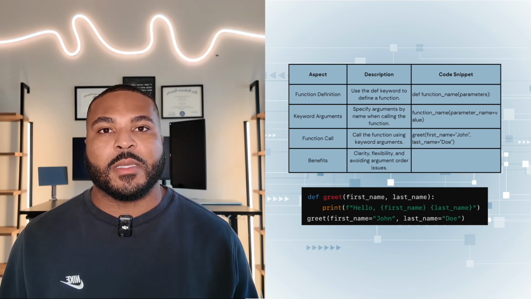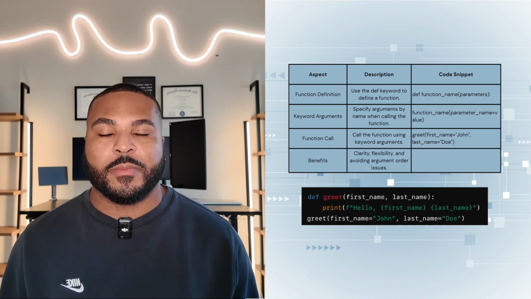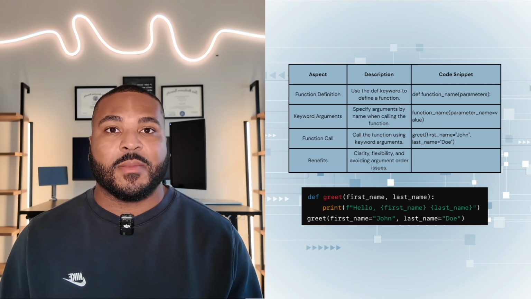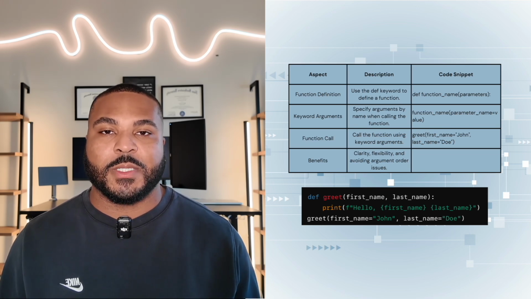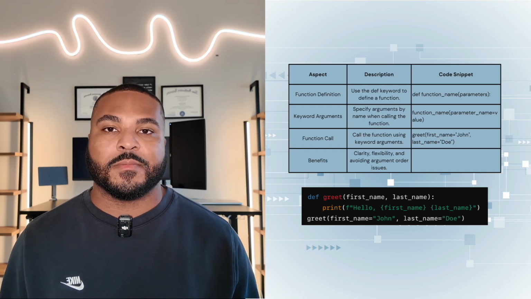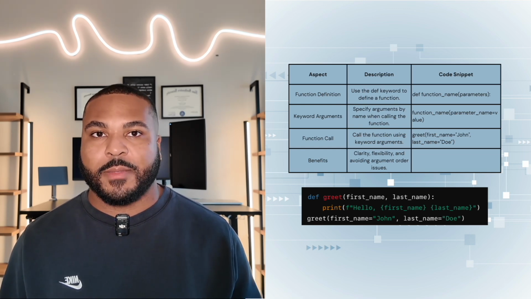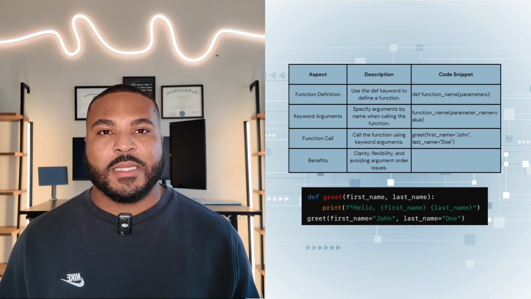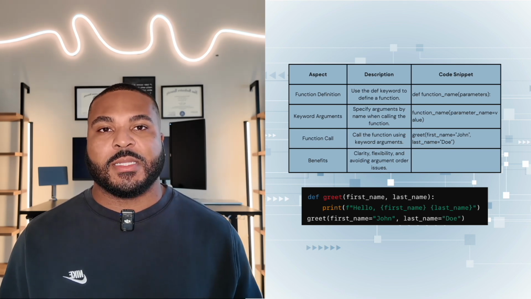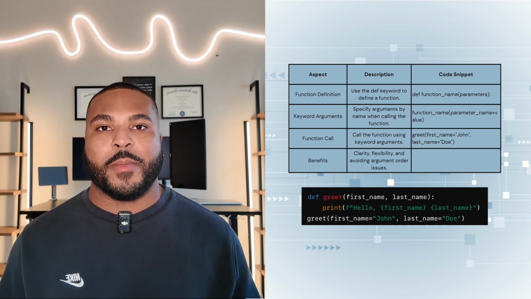So let's break down the components of using keyword arguments. When defining the function, inside the parentheses, we specify the parameters that the function will accept. When calling the function, we can specify the arguments by name using the format parameter_name equals value. This makes it clear which values are being passed to which parameters. And we call the function and provide the arguments using their parameter names.